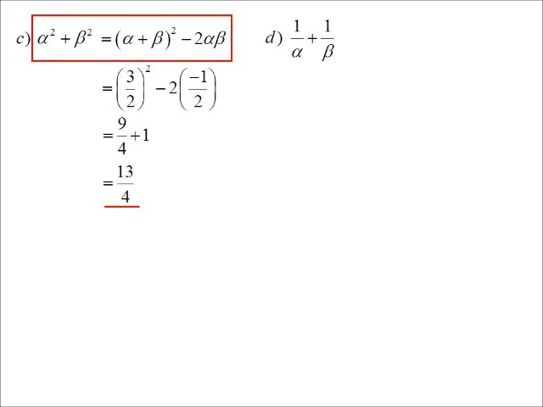Another common one they like to ask is the reciprocal of the roots. So 1 on alpha plus 1 on beta. I'll just treat it like an algebraic fraction. Common denominator, alpha beta, we know what that is. The top of the fraction becomes alpha plus beta, and we know what that is. So I can substitute in what we found earlier, and there's my answer, negative 3.